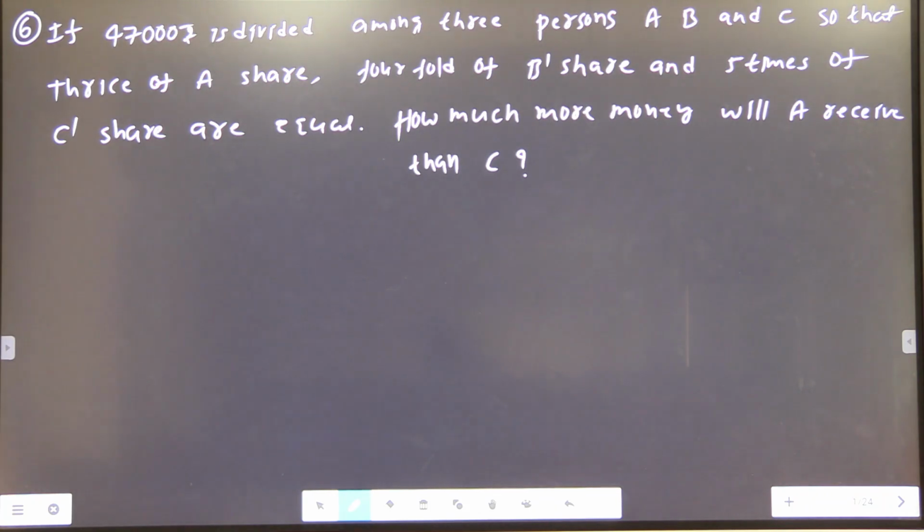So if 47,000 rupees is divided among 3 persons A, B and C, so that thrice of A share, fourfold of B share and 5 times of C share are equal, how much more money will A receive than C? So this is the question.